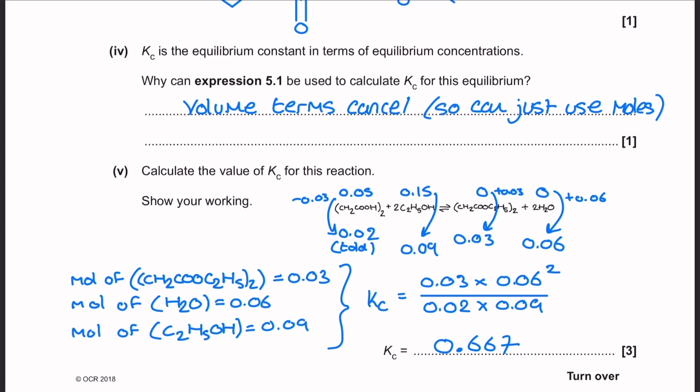The water is in a 1:2 ratio, and so that means that the water is going to go up by twice as much as the acid went down by, so it goes up by 0.06. And the ethanol is going to go down by twice the amount that the acid went down by, because it's in a 1:2 ratio, and so it goes down by 0.06, and that takes it to 0.09.